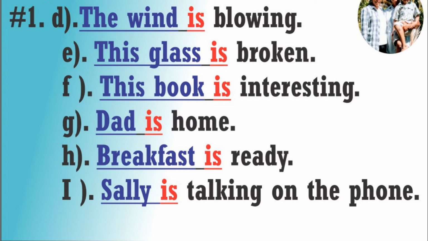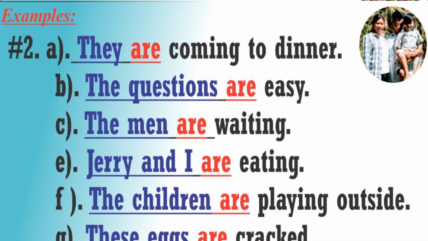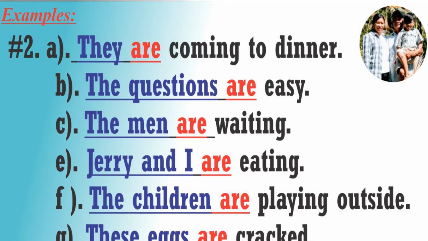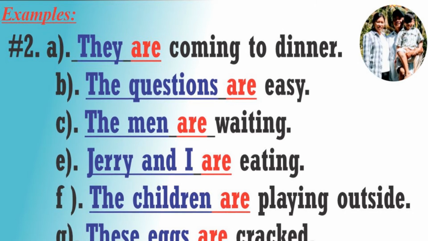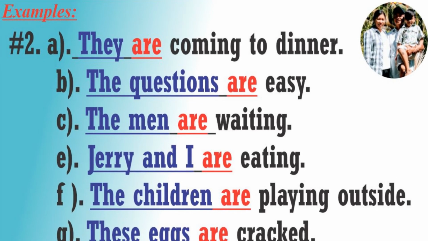Talking on the phone. Okay, let's go to the next page. Examples number 2. We're talking about plural now. We're talking about are, which is a plural verb used with a plural subject.